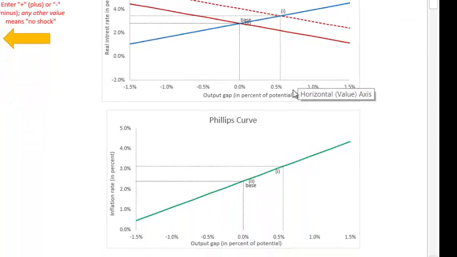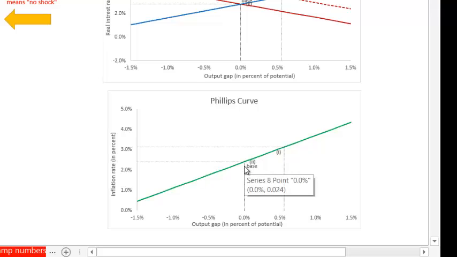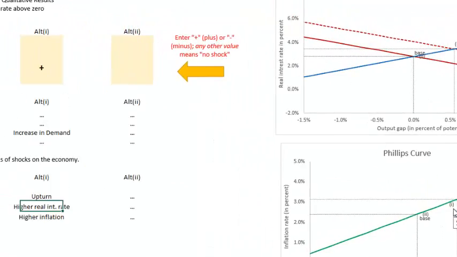Down below we see that the inflation rate rises as we move upward and to the right along the Phillips curve. Again, the central bank has limited the inflationary impact of the increase in aggregate demand by keeping on its policy rule and raising interest rates.